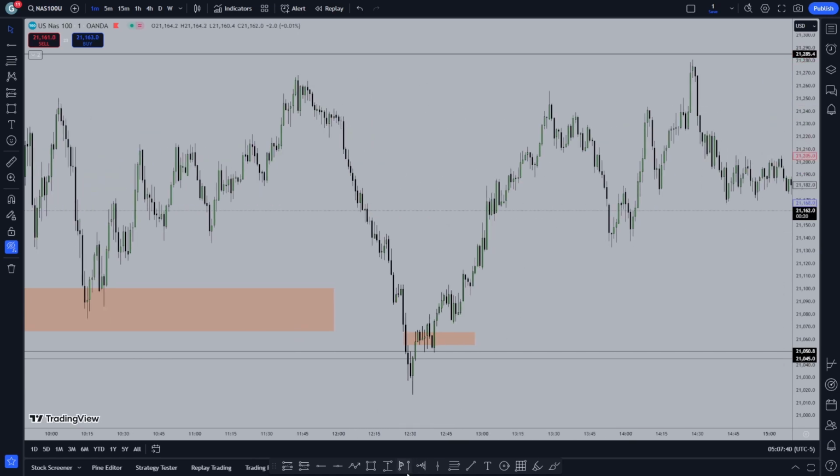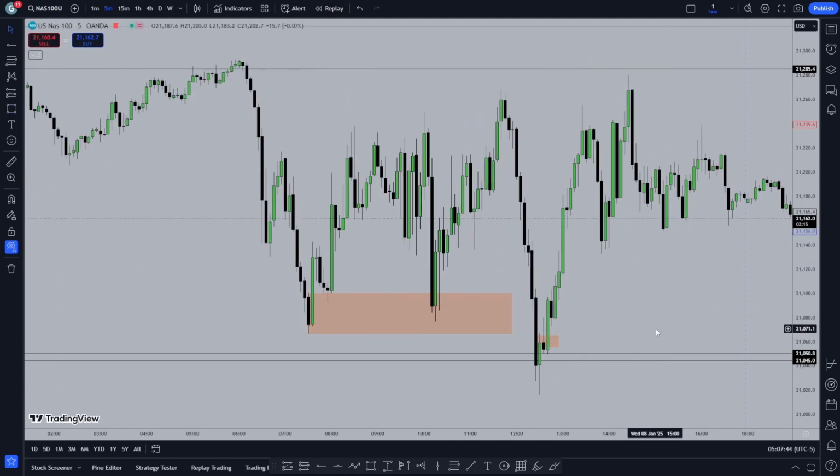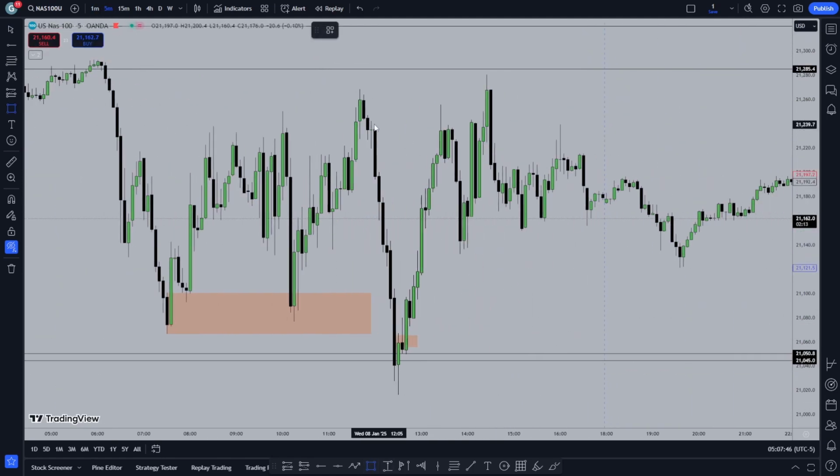Okay, and now you can see another thing, let's go on 5 minutes. What is this candle all about? This candle is a supply zone, right? So now you can see that market went up so close, and then it fell down into this imbalance, right?